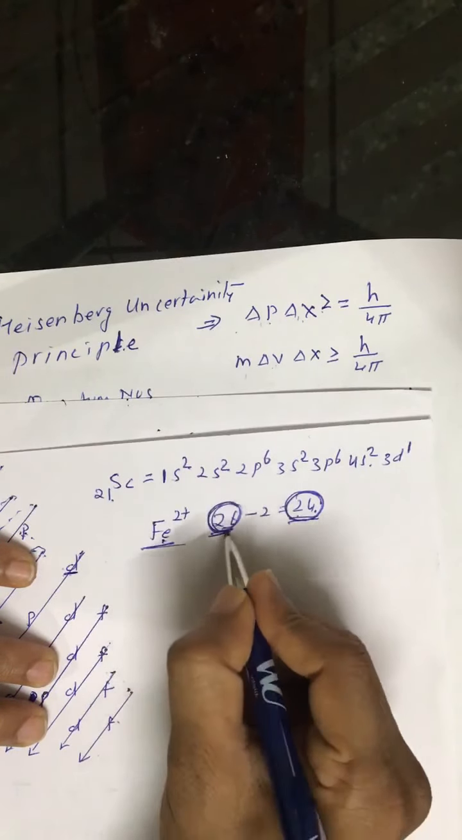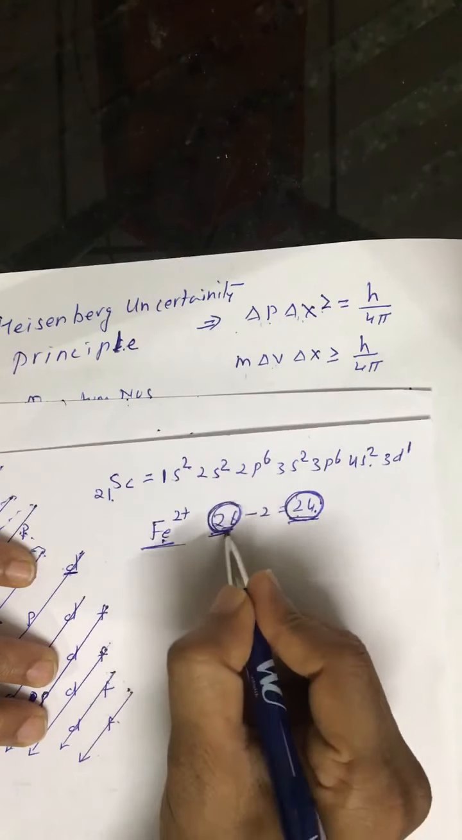Now we have some exceptions, like chromium 24. If you write the configuration 1s2, 2s2, 2p6, 3s2, 3p6, 4s2 and 3d4, it should be like this. But there is a problem when we move away from the nucleus. The energy difference between these shells goes on decreasing. So the energy of 3d and 4s is very close, and there is one concept called exchange energy.